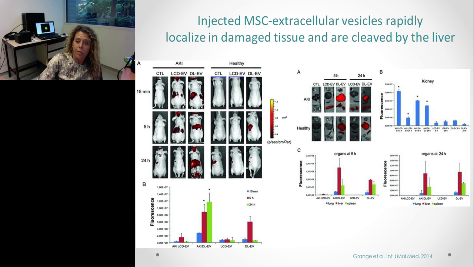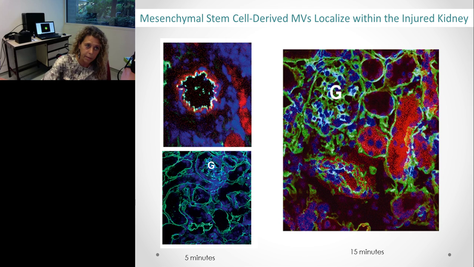And here is the confirmation, just by immunofluorescence, of the presence of the vesicles in the vessels, after 5 minutes in the upper panel, and after 15 minutes the vesicles are already present in tubular structures that appear right here in the right panel.